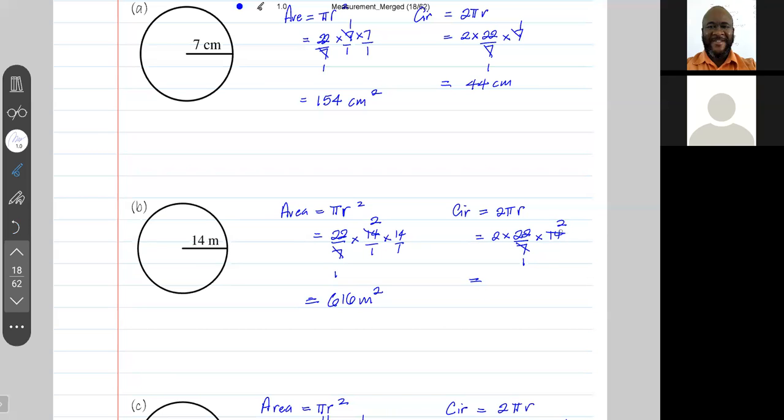And 2 times 22, this is 88, and this is meters. All right, it's 88 meters. So if you double the dimensions of a shape, the area is going to become 4 times as large, and the circumference or the perimeter is just going to simply be doubled. The perimeter will be doubled, but the area becomes 4 times as large.